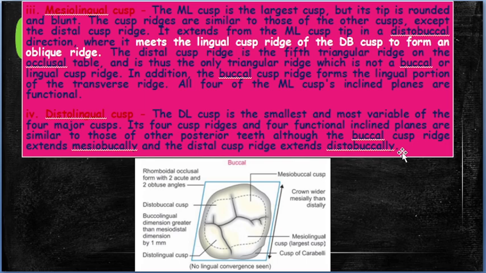Again, you have a mesiolingual cusp, which is the largest cusp, and its tip is rounded because it plays a major role, being a functional cusp in occlusion. A distolingual cusp, which is the shortest of all four major cusps. The four cusp ridges and four functional inclined planes are similar to those of other posterior teeth, although the buccal cusp ridges extend mesiobuccally and the distal cusp ridge extends distobuccally, as we can see in the picture.